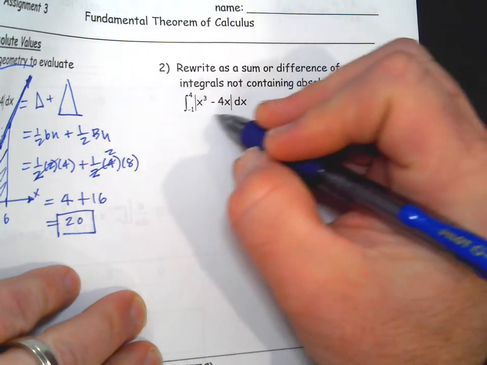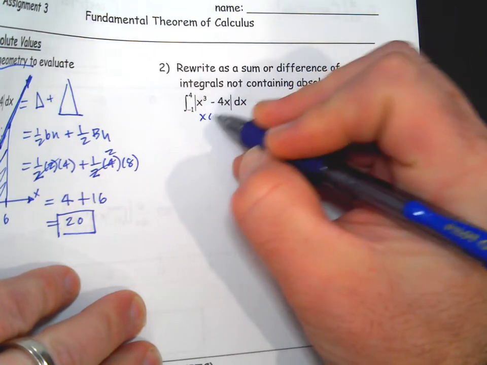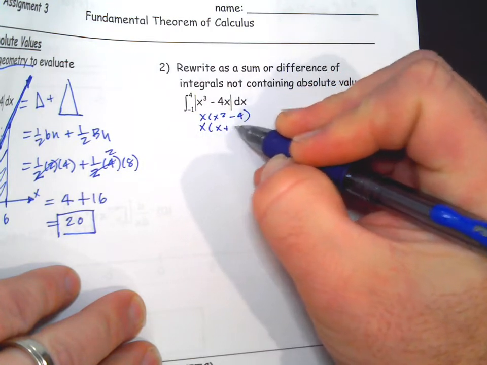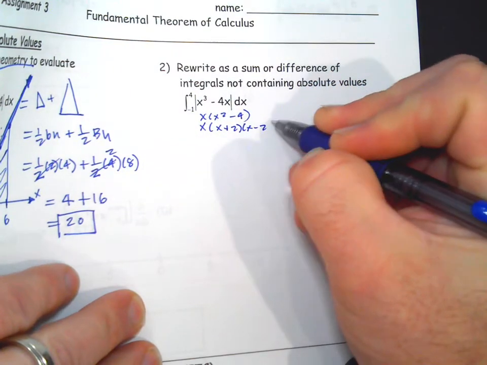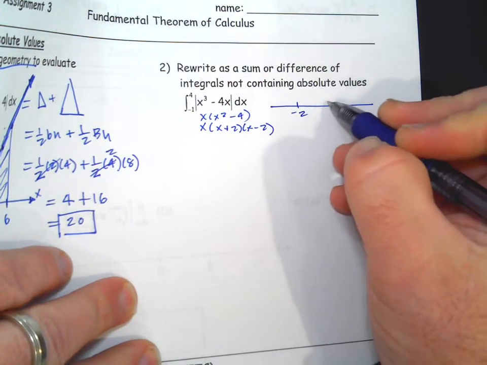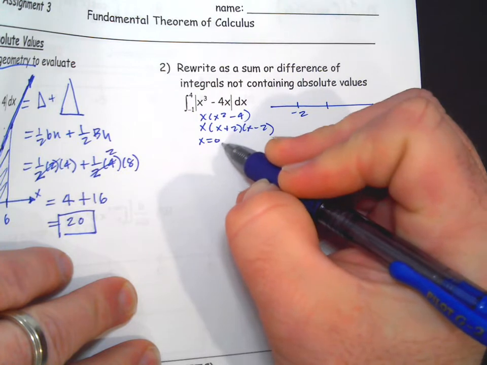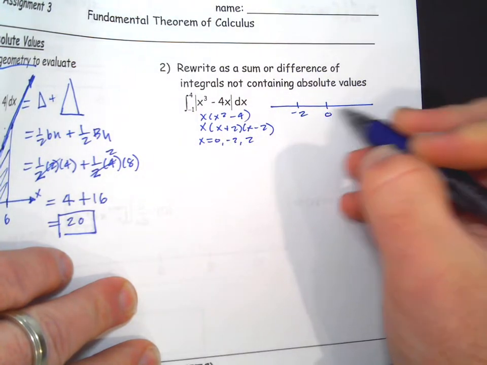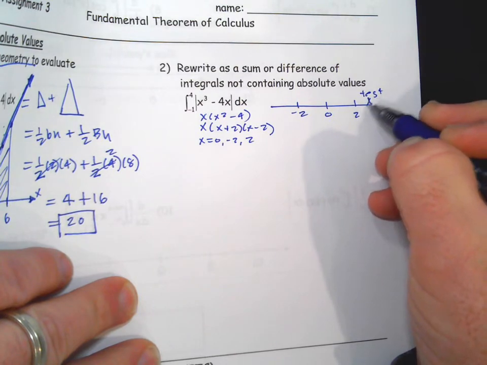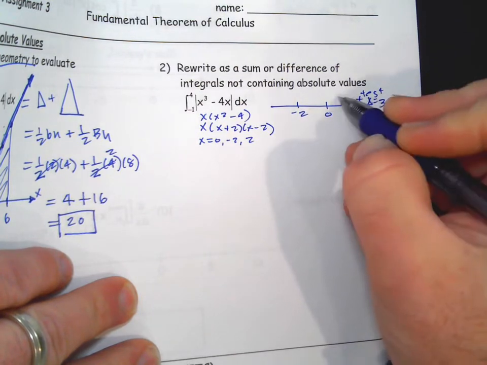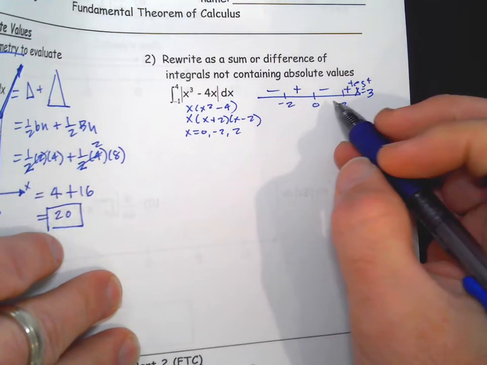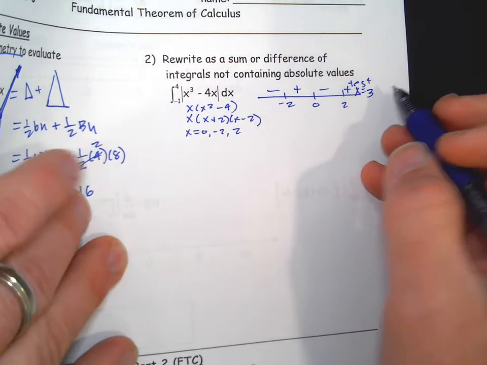What you usually want to do is figure out where the zeros are by setting the inside equal to 0, factoring it, and doing a line check. -2, 0, and 2. Test a value, watch out for bounces. Test x equals 3: positive, negative, positive, negative. So this shows you where to break it up. It also shows you what parts are negative that you're going to fix.